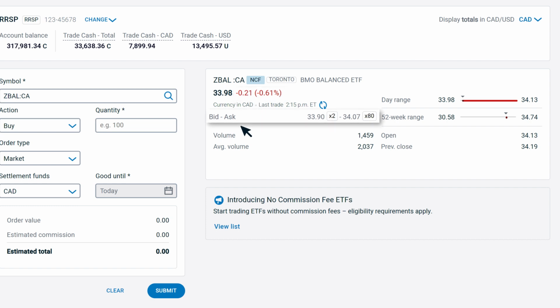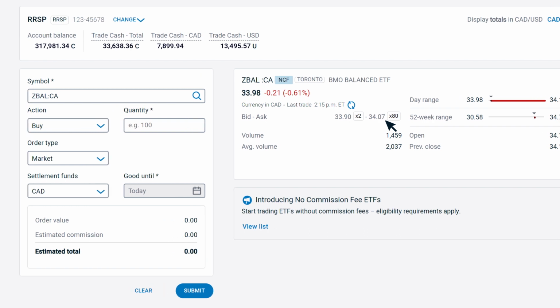The next line is important. It shows what the current highest price investors are buying shares of ZBAL, the bid, and the lowest price investors are willing to sell it for, the ask. The difference between these two numbers is known as the spread.